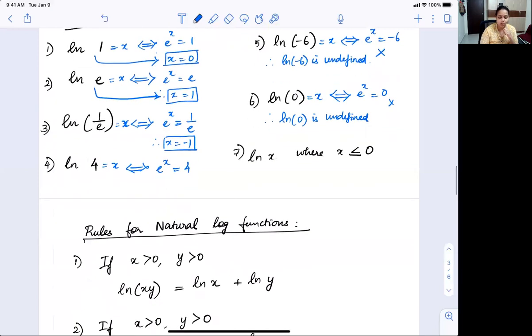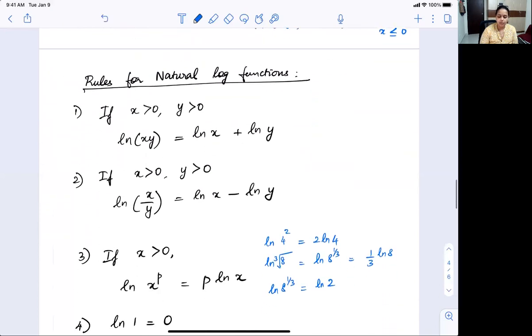And we want to find ln x where x is less than or equal to 0. And we just see from the earlier examples here, minus 6 is undefined, it's a negative number, 0 is undefined. Therefore, ln of x is undefined when x is less than or equal to 0.